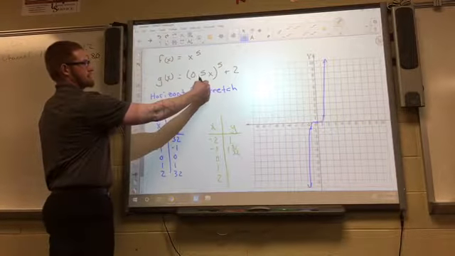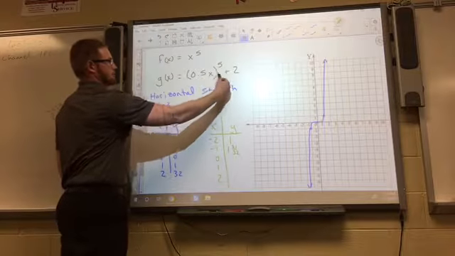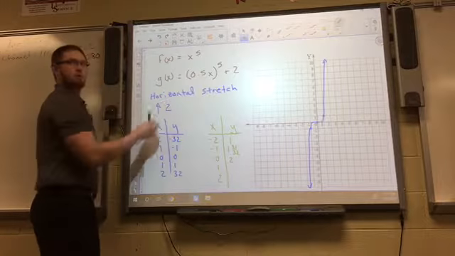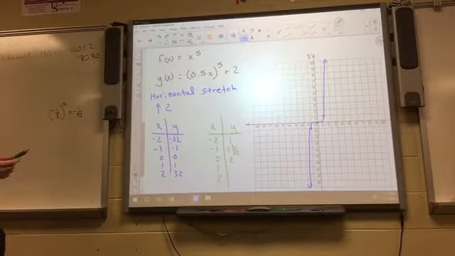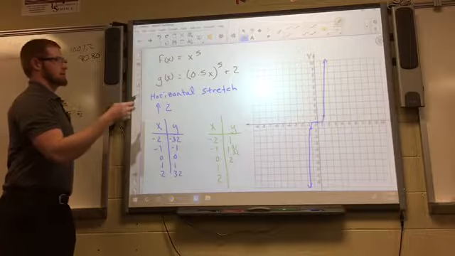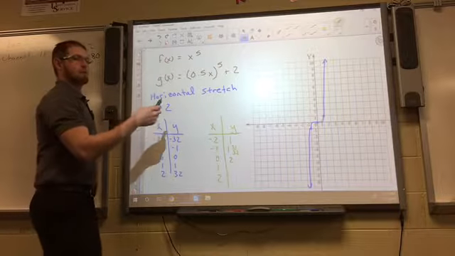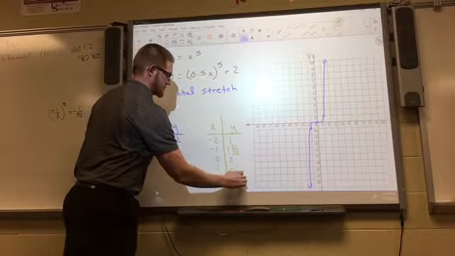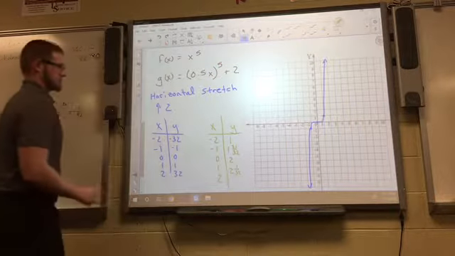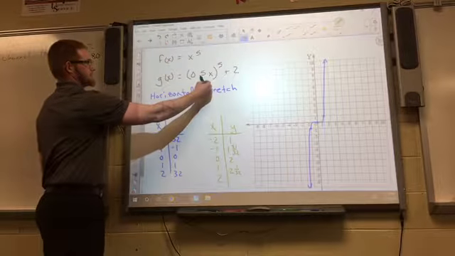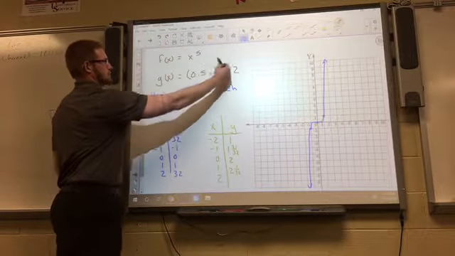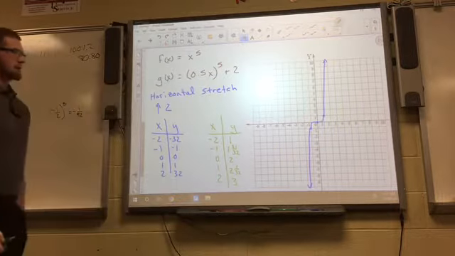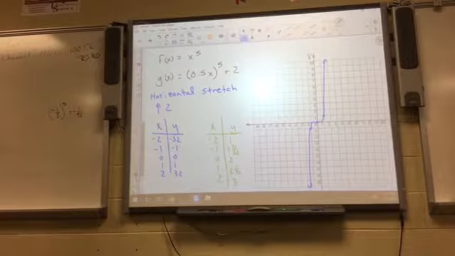0 times 0.5. 0 to the 5th. Plus 2. 1 times 0.5. 0.5 to the 5th. Positive 1 over 32. Plus 2. 2 and 1 over 32. And 2 times 0.5. 1 to the 5th. Plus 2. 3. Okay. Will all those fit on my graph?